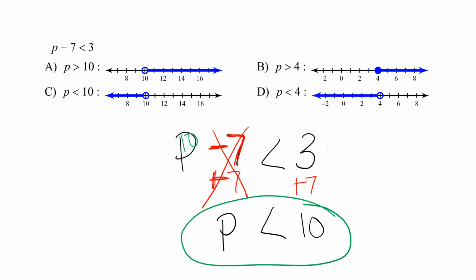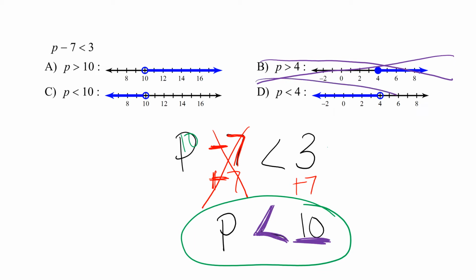So now let's look at how to find the graph. It doesn't matter what order you do this in, but I typically focus on my inequality first and eliminate anything that has the wrong circle. That is a less than symbol, so anything like B that has a closed-in circle cannot work. Now I look at my solution. I'm looking for something that has an open circle on 10. We'll look at D. That doesn't work.